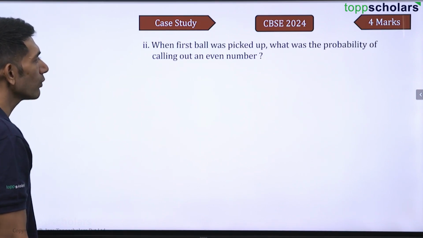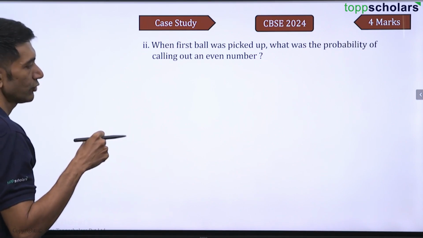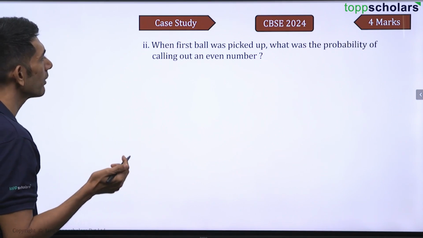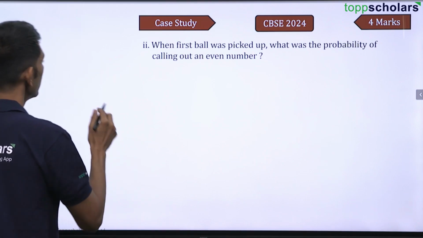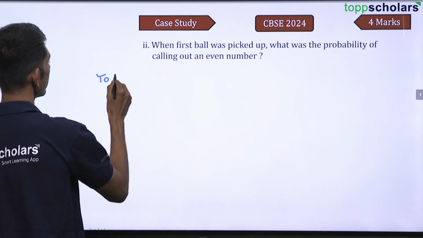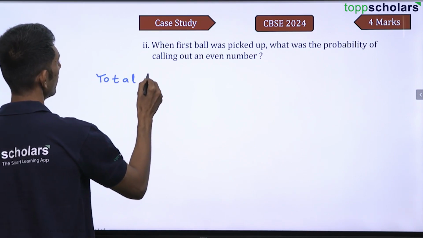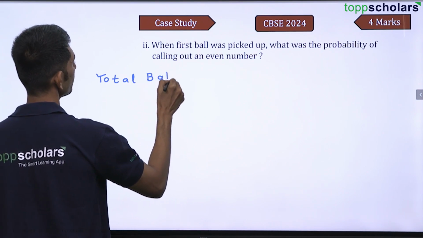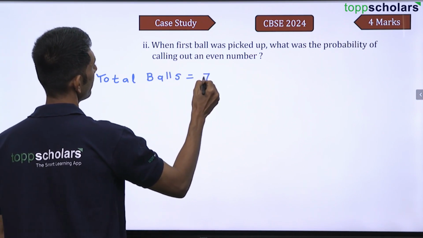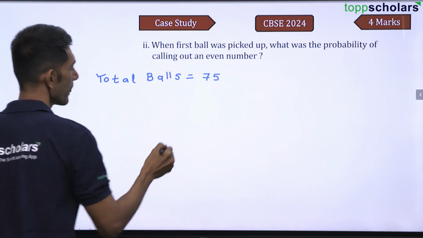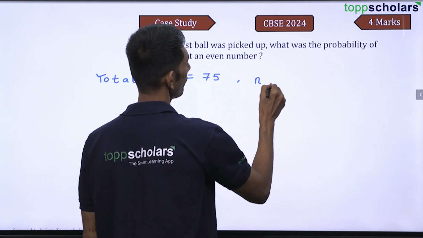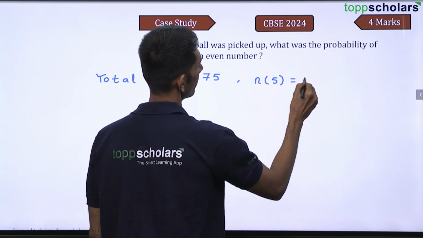When the first ball was picked, so ball is picked at random, what is the probability of calling out an even number? Now understand how many total balls are there. Total balls 75, it is already given in the question. So can I say n(S) is equal to 75?